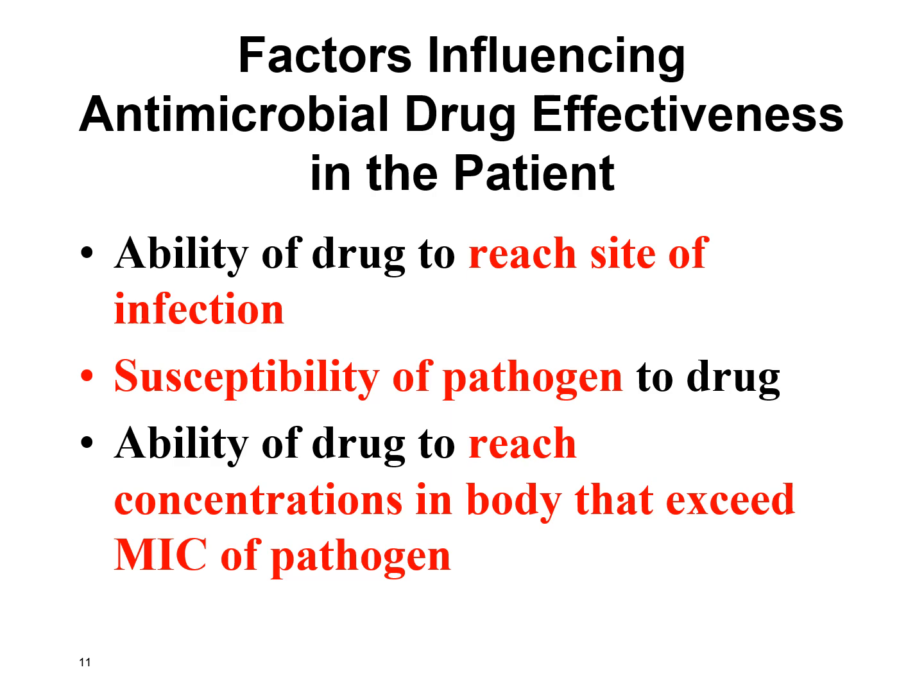There are several factors that influence the effectiveness of an antimicrobial drug in the patient. The first one is the drug has to be able to reach the site of the infection to be able to work. Then each pathogen has its own susceptibility patterns to different antibiotics or antimicrobial drugs, so we have to look at that. And then we also need to make sure that the concentration of the antibiotic is above the MIC for that pathogen at the site of the infection.